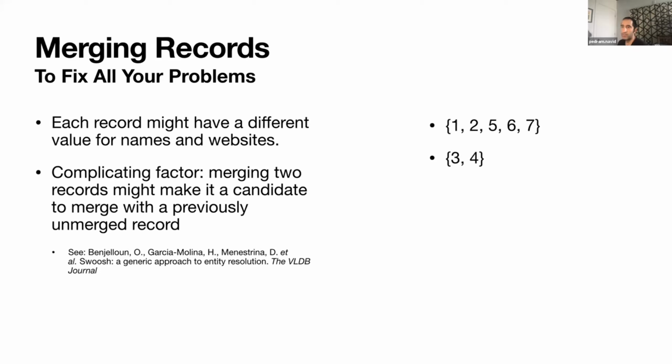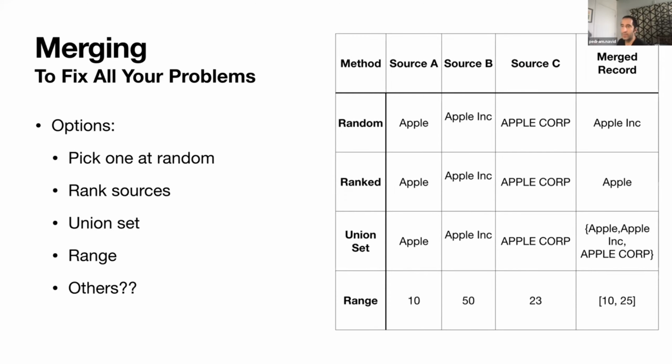And then the business people will say, how do I understand an array as a name? That's not going to work. I need a company name for something. I need a website. I don't need an array of strings for a name. I can't work with that. So then you have to decide, all right, okay, what do I do? Well, you can just pick one at random, which is perfectly fine. You could rank your sources, probably better. You could do the union set. No one's going to like you, but you can do that.